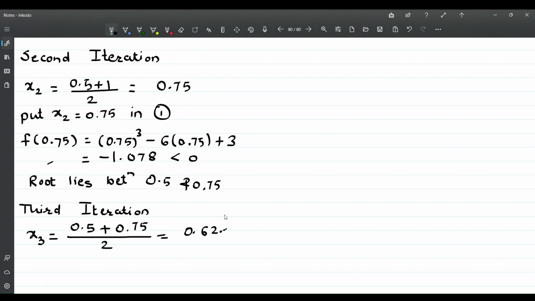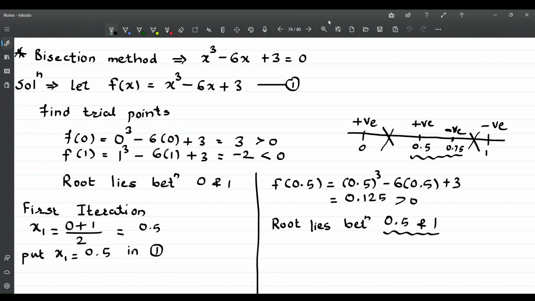Our answer is 0.625. Therefore, x3 is equal to 0.625, which is the approximate root of the given equation. So in this way you can solve the bisection method by using this concept.